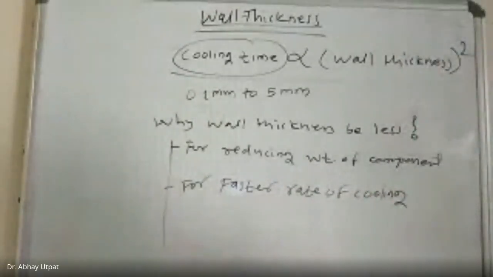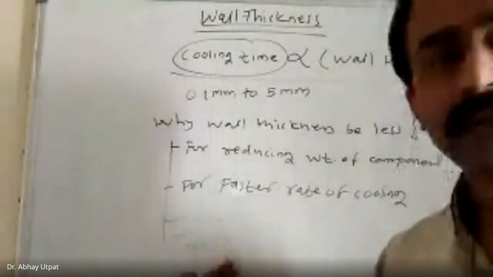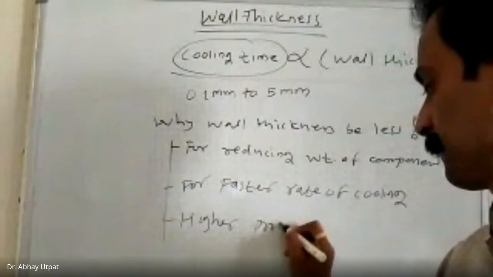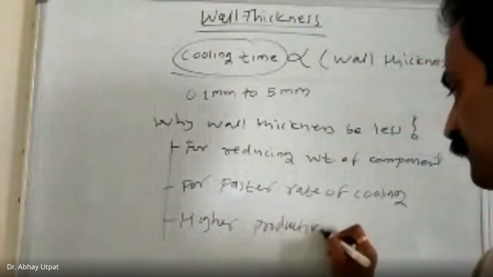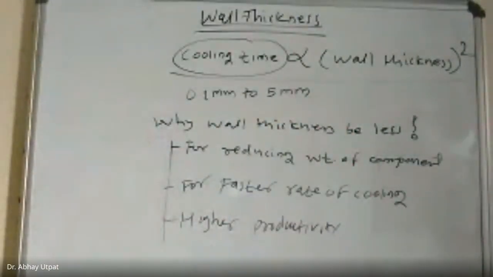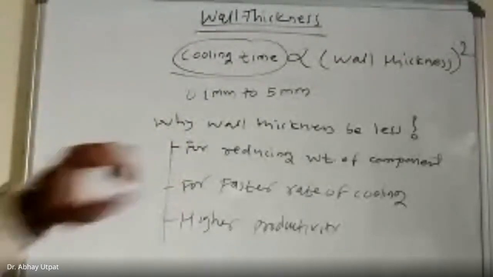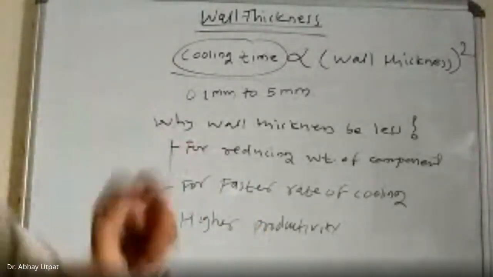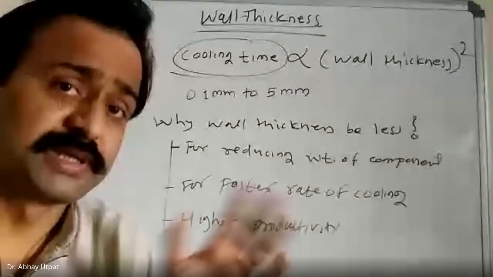Second, for faster rate of cooling. And third, higher productivity. So I repeat, why should wall thickness be minimum? Wall thickness should be less or minimum for reducing the weight of the component, for faster rate of cooling, and higher productivity. So if you follow this, then your component will be durable, and your component making process will be easy.